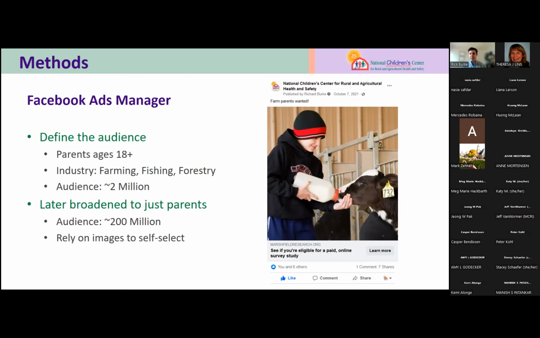So that's the amount of people that Facebook expected would be eligible to see our ad. Now, as you'll see, our first phase didn't recruit as many as we need. So we decided to later broaden our horizons there to just parents and rely on the wording and imagery of the ad for them to self-select out non-farm parents. This increased our audience about 100 times, which was very nice, but as I'll show you, it then caused a lot of ineligible participants to complete our screener survey.